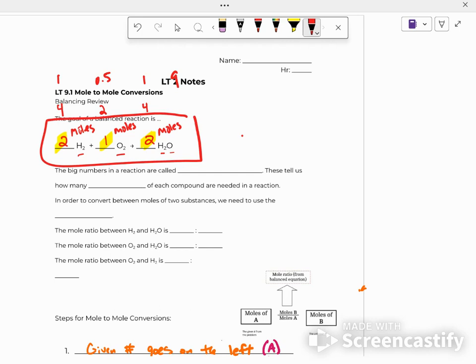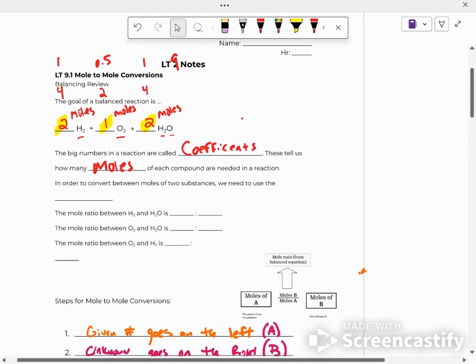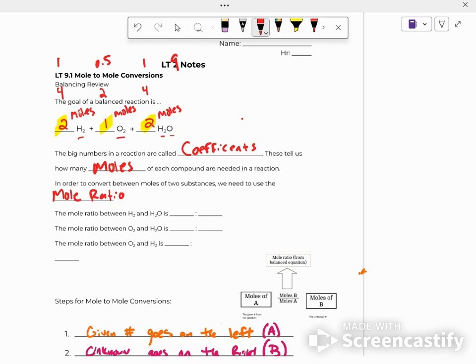Moles is just a number of molecules, so we can manipulate that, and we'll eventually work towards that at the end. The big numbers out front are called the coefficients, and these tell us how many moles of each compound are needed in a reaction. In order to convert between moles of a substance, we need to use what we call the mole ratio. We get these numbers from the coefficients out front.